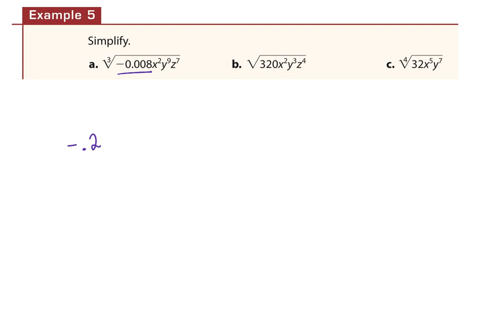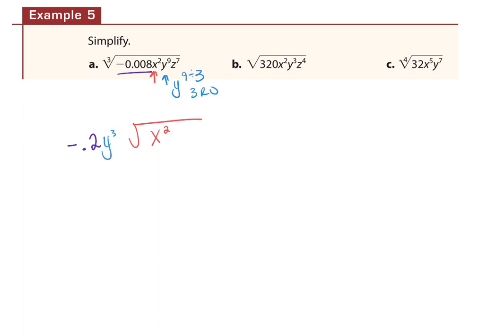Okay? Then I'm going to look at my variables. The x is squared. When my exponent on the inside is smaller than my index, all of them stay in because it's going to be 2 divided by 3, that is 0 with a remainder of 2. So on the inside of this, that x squared is going to stay put because its exponent is smaller than the index, right? Then we're going to look at the y. We can say y to the 9 divided by 3. That is 3 with a remainder of 0, so all 3 of my y's will come out.